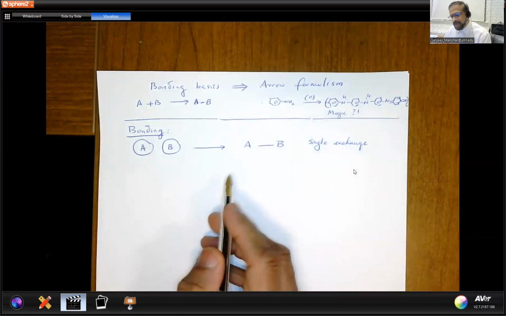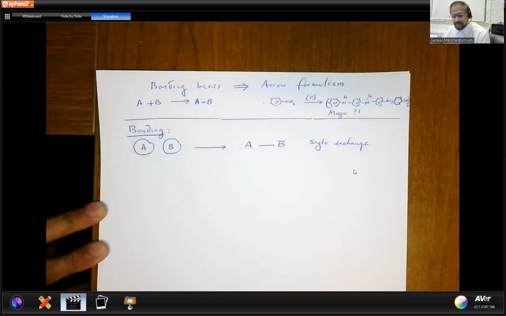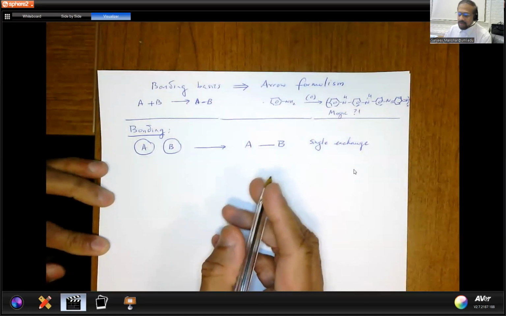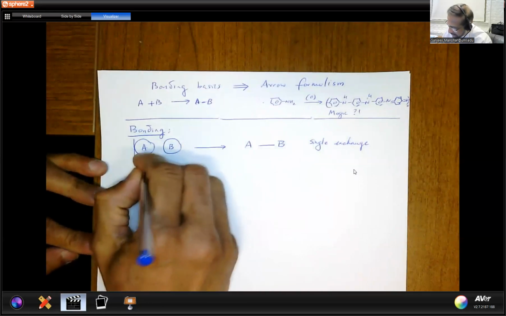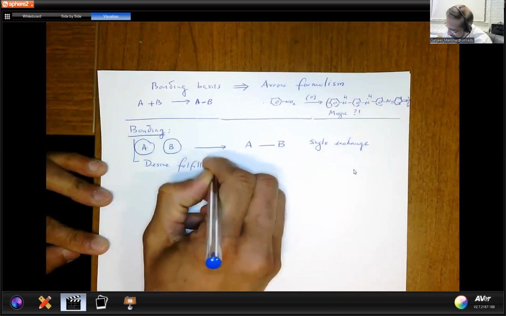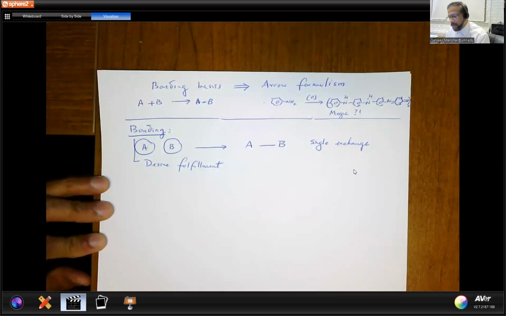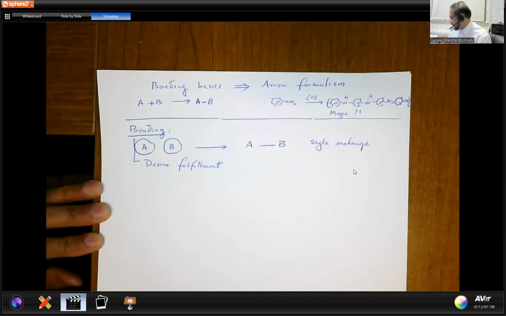So the first concept is there is no I give you wheat, you give me rice. There's no such thing. There's just one exchange. Something that wants to give up its electrons gives it to something that wants electrons. So this is a desire fulfillment. Bonding is nothing but desire fulfillment amongst molecules.